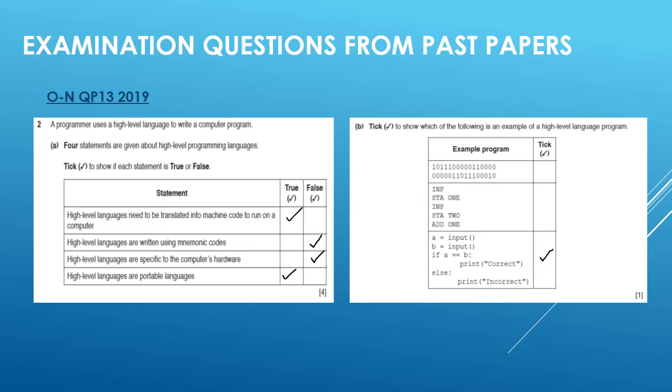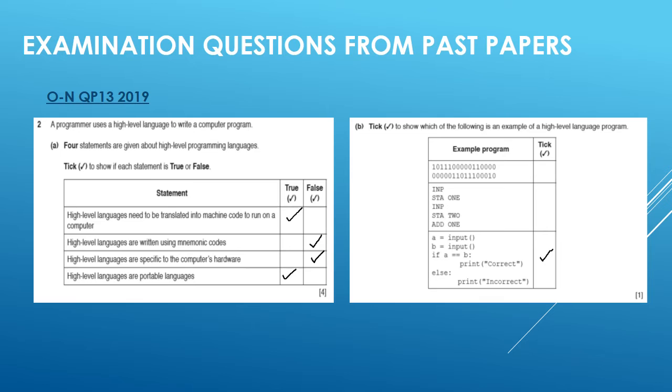The question is, a programmer uses a high-level language to write a computer program. Part A says 4 statements are given about high-level languages. You need to mark a tick to show if the statement is true or false. Here statements are given and 2 columns are given, one for true and the other for false. Okay, so let's start. The very first statement is, high-level languages need to be translated into machine code to run on a computer.